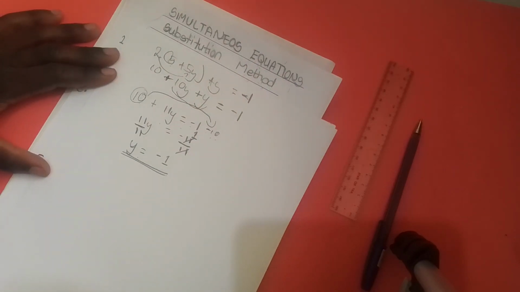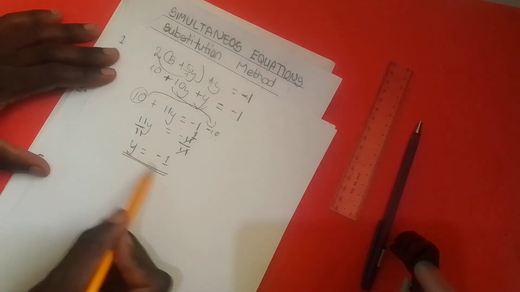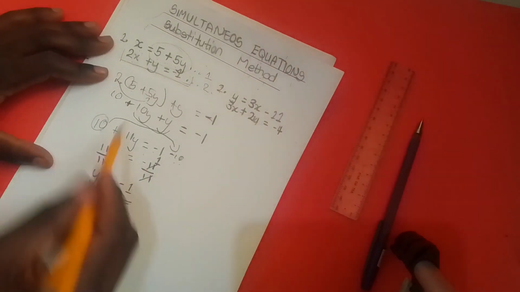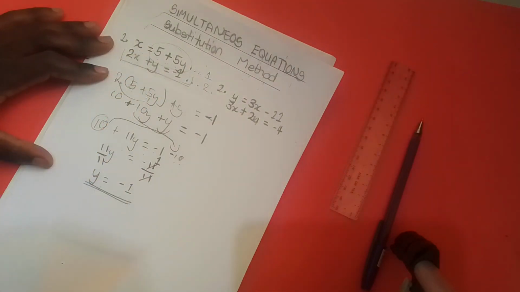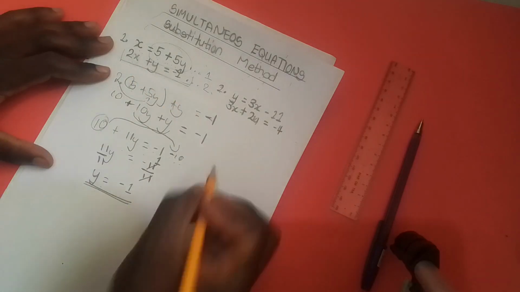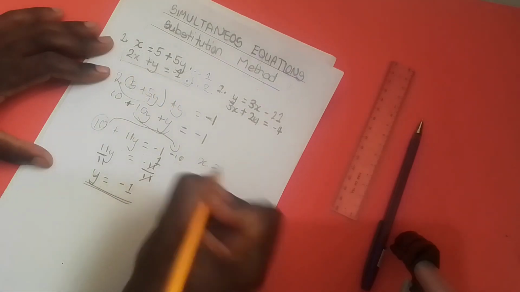Okay, so we know that in simultaneous equations we solve for both variables, for both unknowns. For the moment we have solved for y, which is equal to negative 1. But the question is saying we have x and y in both equations, right? So the next step we're going to do is now solve for x. We have solved for y. We now want to solve for x.